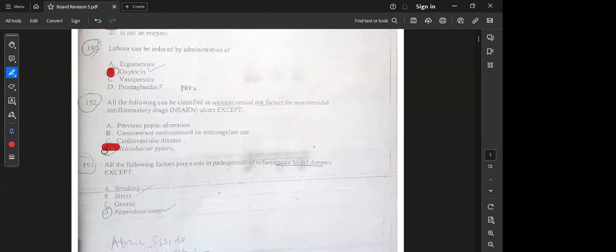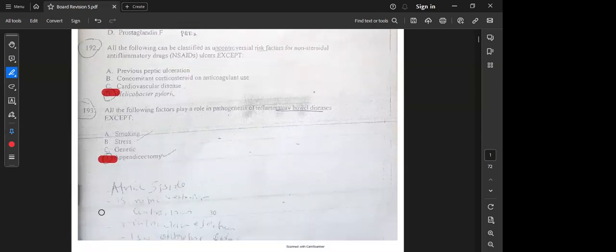So number 193, I think we can all agree upon the appendectomy, right? Then Nightwing, I know you're an expert on IBD. Have you gotten the explanation on cardiovascular diseases causing ulcers?